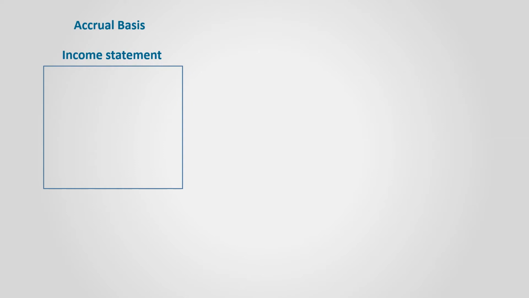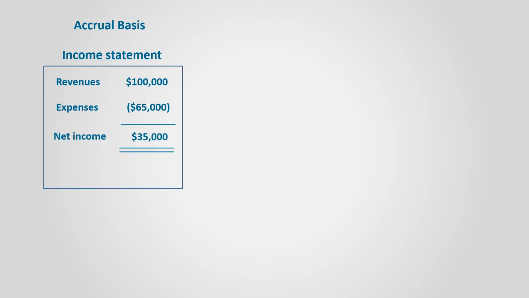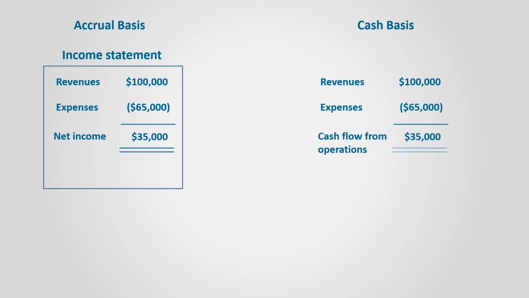Let's assume that a business had revenue of $100,000 and expenses of $65,000. The net income according to the accrual basis is $35,000. If we assume that all revenues are collected in cash and all expenses are paid in cash, the cash flows from operations is equal to net income in this case.